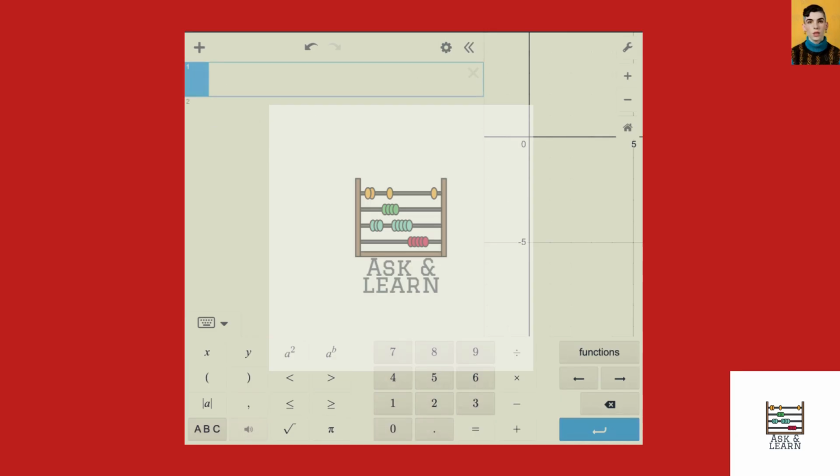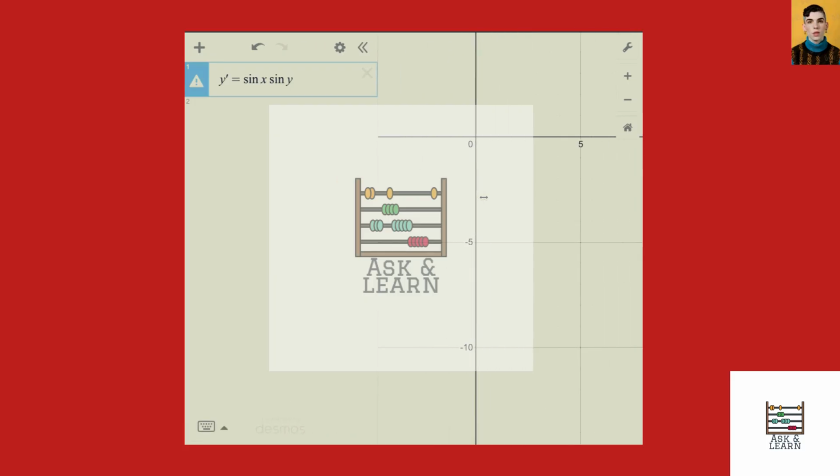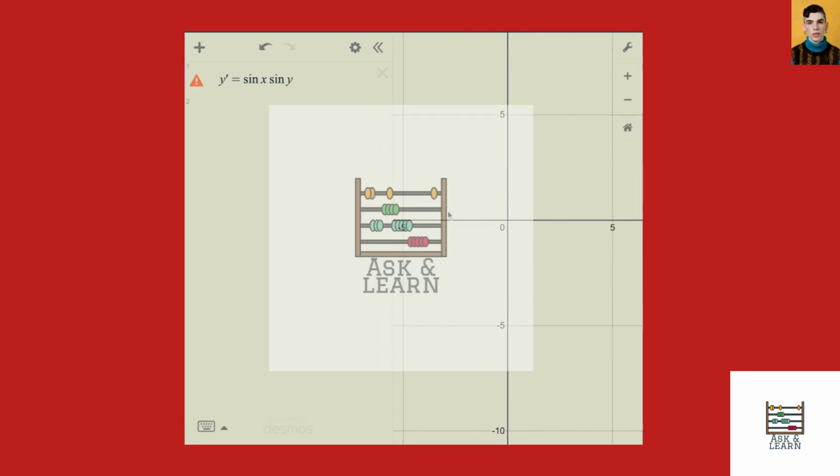So for this problem, we want to match the differential equation with its direction field. And the differential equation we're given is y prime equals sine x sine y. The reason we want to be able to do this is to recognize how graphs play a role in functions, how functions can be a mapping of a graph.